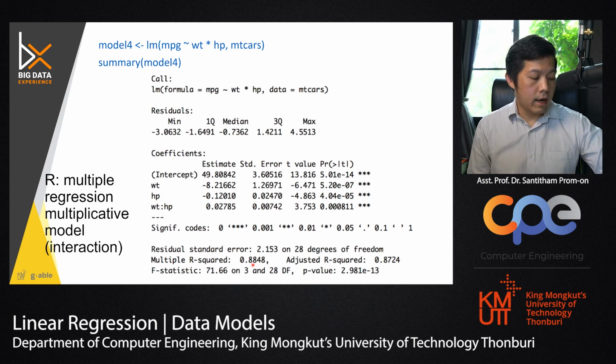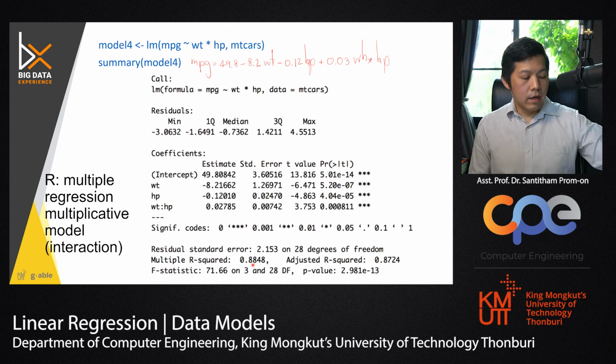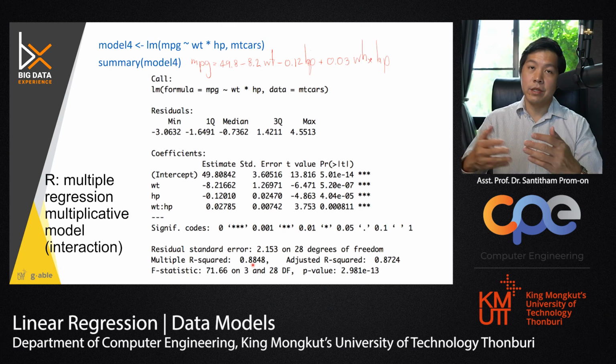The model here actually looks like this in the form of equations. You got 49.8 minus 8.2 WT minus 0.12 HP and plus 0.03 WT times HP. I will just use one decimal here, but I need to use 2 digits for this one. Interaction terms is the multiplication between the two.